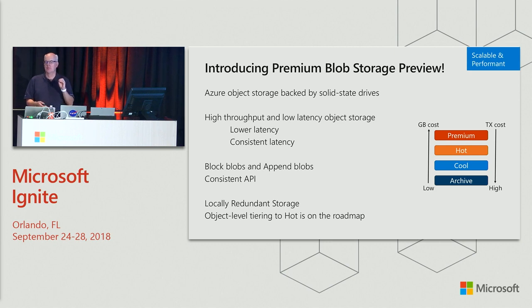Now, we will support both block blobs and append blobs on this type of storage, and it will be the same set of APIs that you would use against standard hot, cool, and archive. It is available in local redundant storage, and at some point after we release it, we will also be able to tier down data that you store in premium into hot or cool and so forth. So that once data comes in, it's really hot, and then over time it cools down. You can then tier it into the cheaper capacity storage.